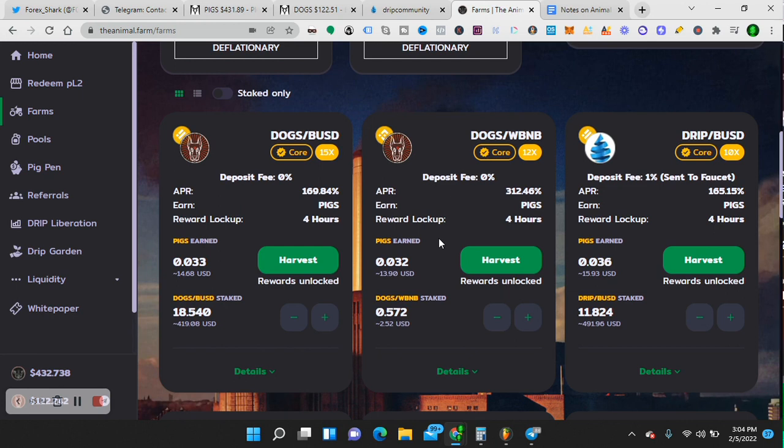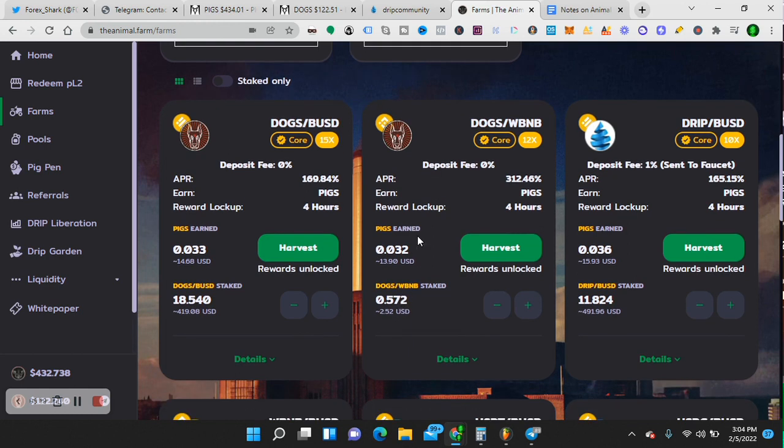Now, dogs and wrapped BNB is similar. This is a UI issue. I'd have to look at the contract and all that to get the exact number. I put about 400 in here. So it's similar to that number, maybe 300. I don't recall exactly. That should be fixed any moment now. He said he's going to fix that.